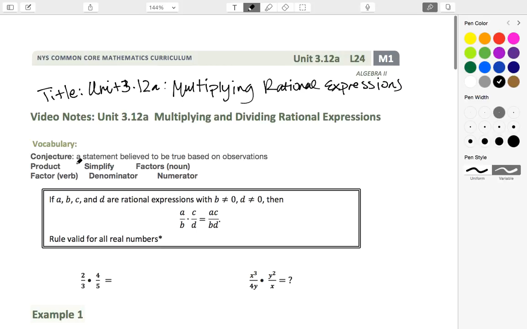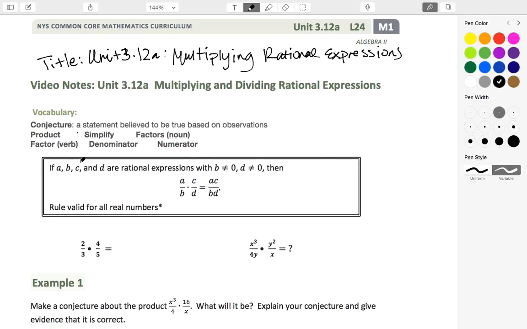All right, so the vocabulary that's going to be highlighted in this video are conjecture, product, factor, simplify, denominator, factors, and numerator. A conjecture is probably the only term that is new. Conjecture is a statement believed to be true based on observations. All that really means is we are going to probably make some assumptions when we are multiplying some rational expressions.